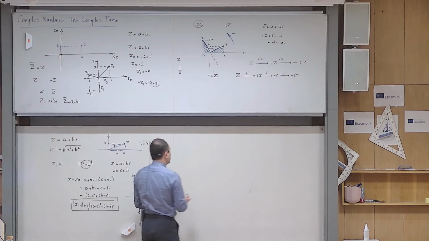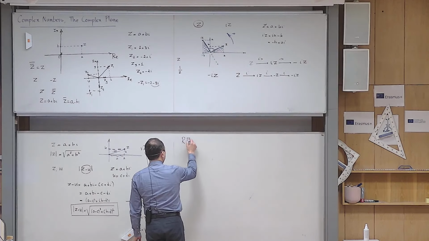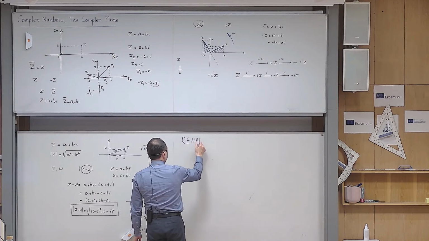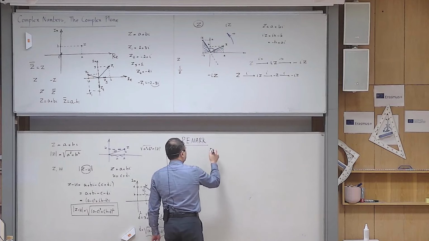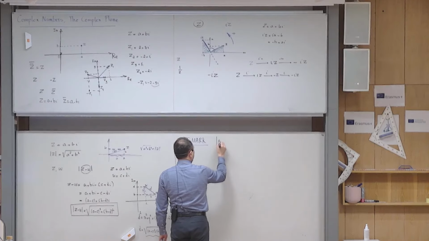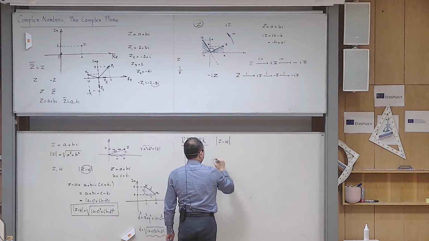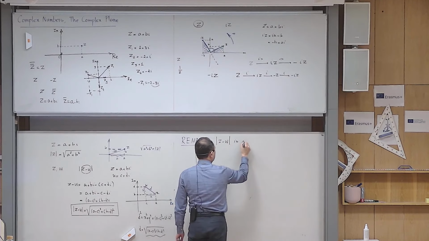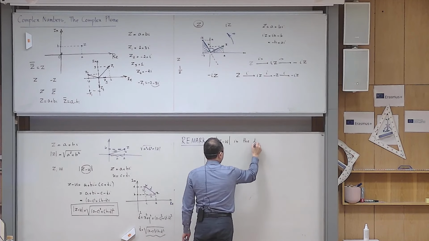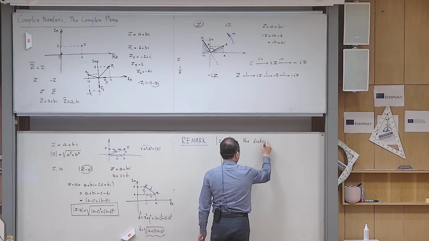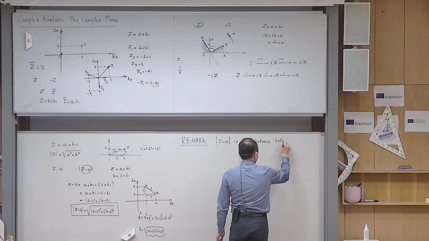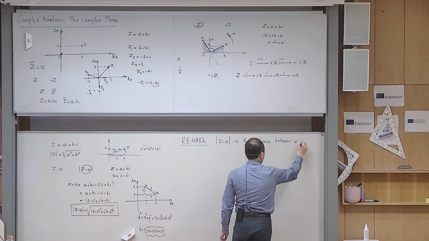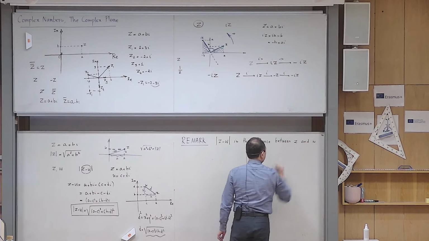It is important to understand that. So remark. The absolute value of z minus w is the distance between z and w on the complex plane.